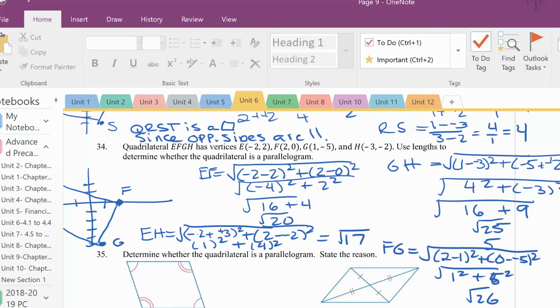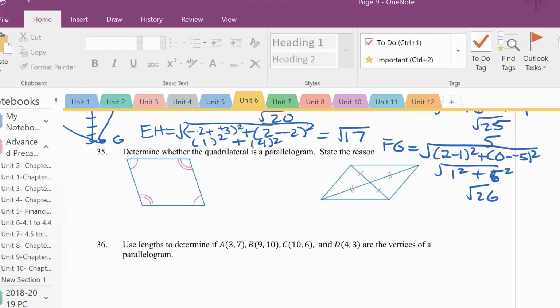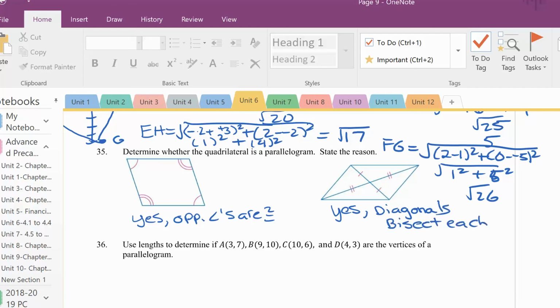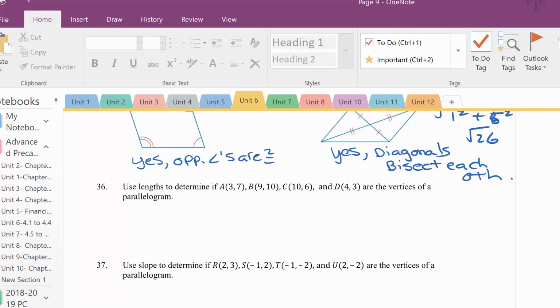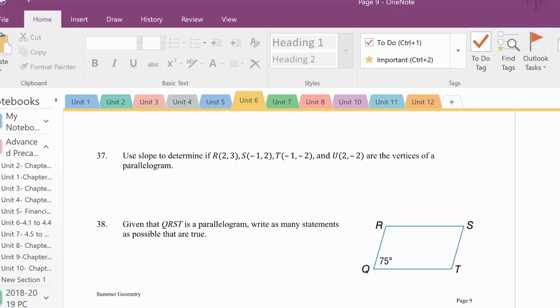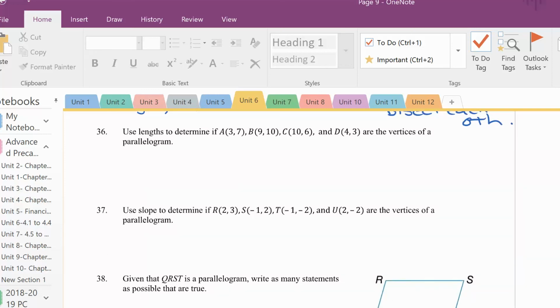All right. So now it says determine whether the quadrilateral is a parallelogram. Well, here this one is because opposite angles are congruent. And this one is as well because the diagonals bisect each other. All right, so I'm going to let you practice with 36 through 38, and then I'll show you the answers since they're similar to what we did above.